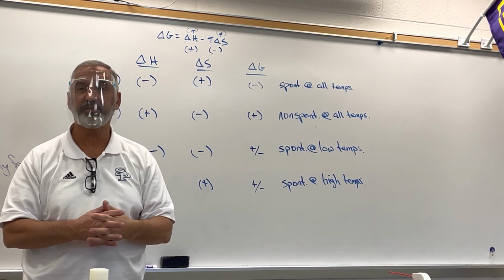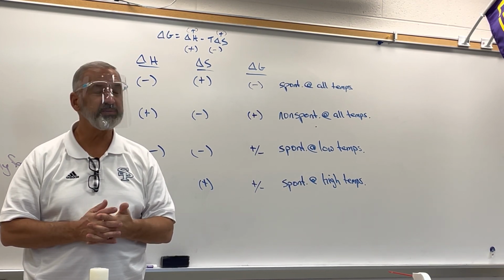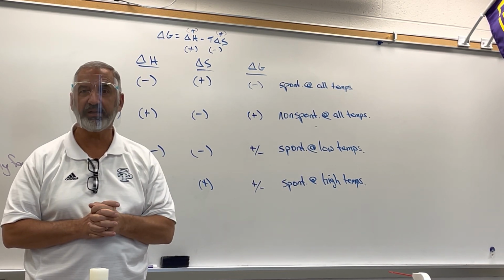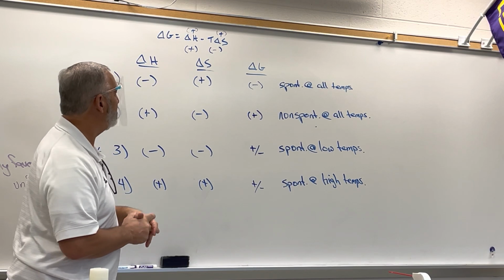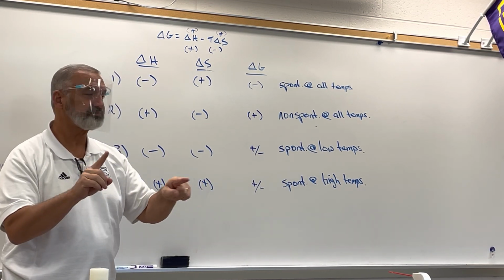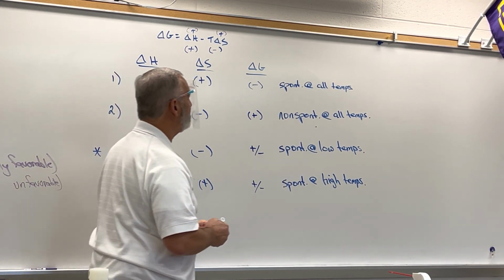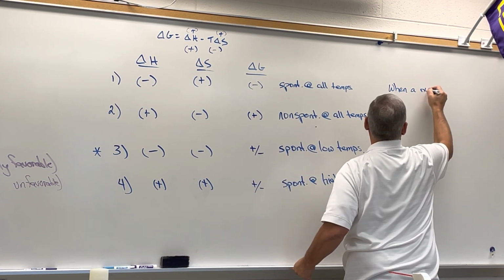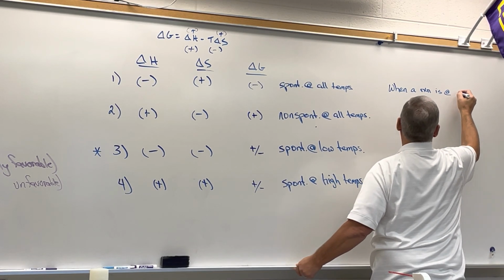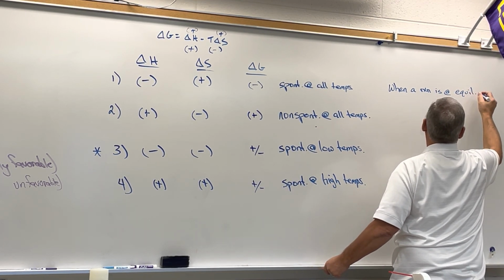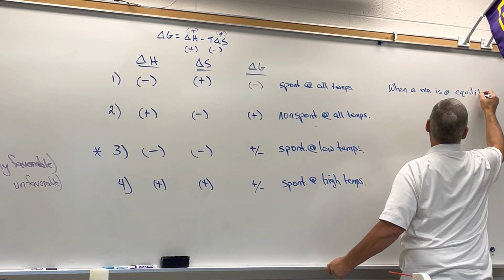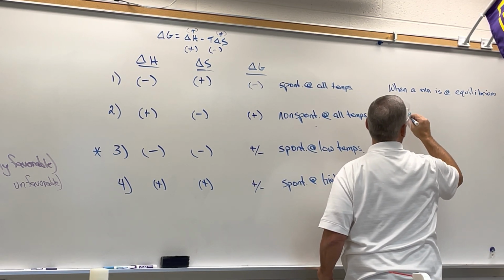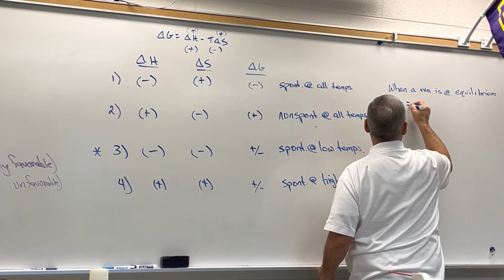What's that temperature? When does ice begin to melt? 0 degrees Celsius or 273 K. And at that point, it's a reversible reaction. When a reaction is at equilibrium, and we're going to learn more about this in the next few weeks, delta G equals 0.